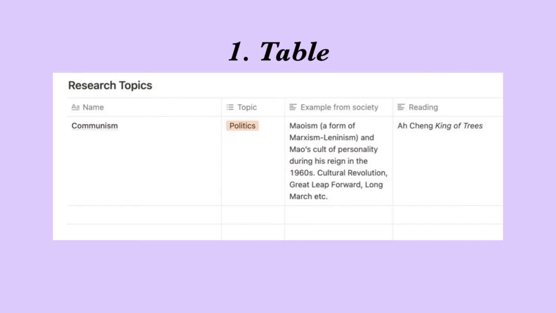So the one that I've got here is communism as an example. It fits under the politics umbrella. The example I've got is Maoism and Mao's cult of personality during his reign in the 1960s in China, and the events that were involved in that, like the Cultural Revolution, the Great Leap Forward, and the Long March. And the reading that I've used to learn about that started mostly with Ah Cheng's King of Trees, which is a great series of novellas if you're interested.